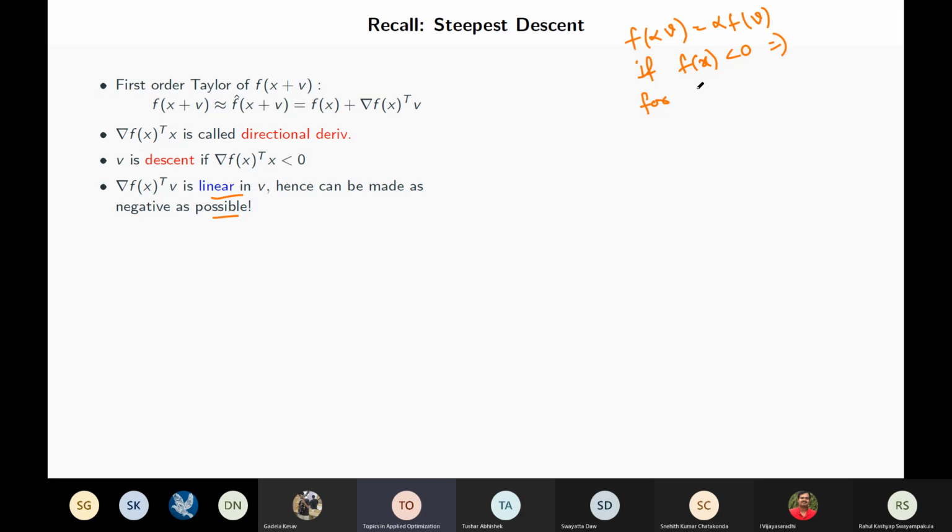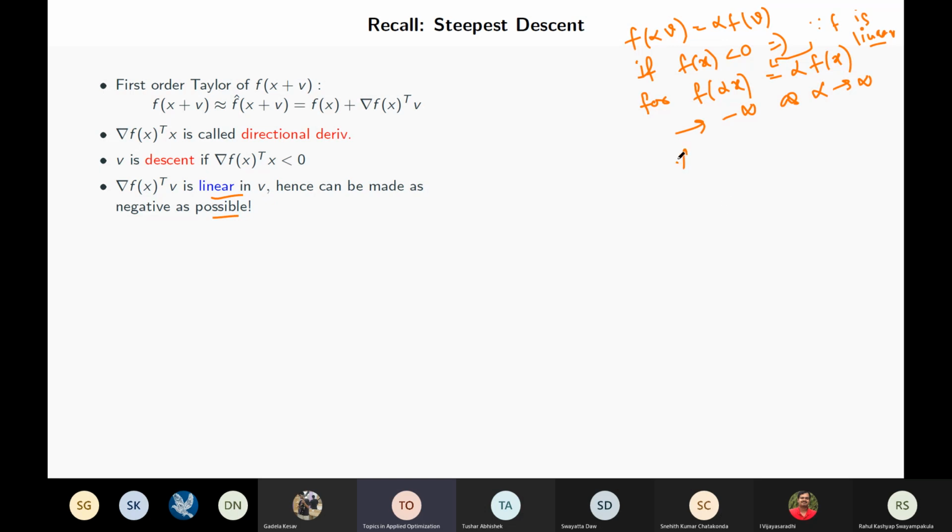This implies f of alpha x, which is alpha times f of x, tends to minus infinity as alpha tends to infinity, right? So this is because of the linearity. Okay, so this is because f is linear. So this is the thing with linear functions, right? If I have a linear function and I know that at one value it's negative, then I know that the function is going to be unbounded below. Okay, because that will keep going to infinity.